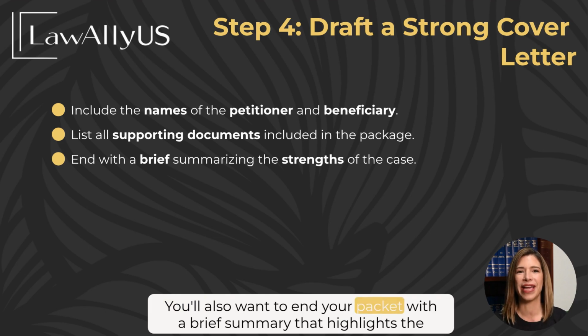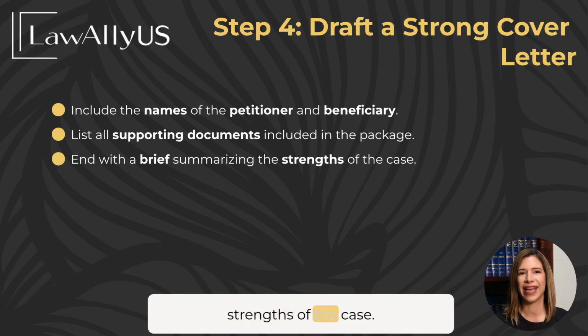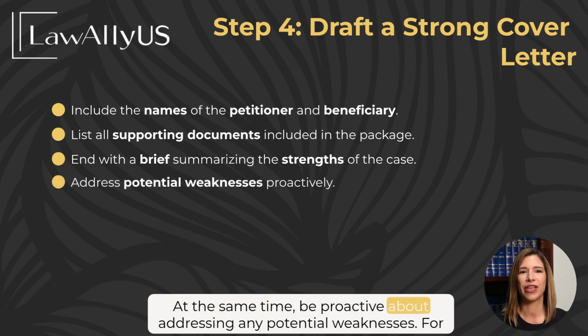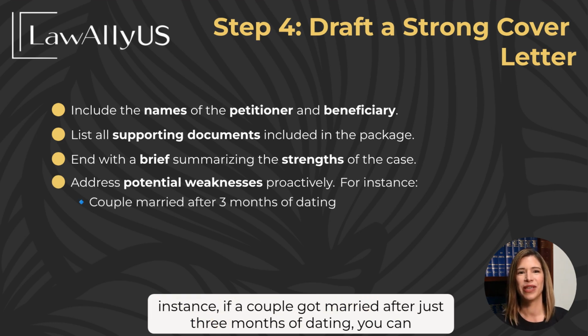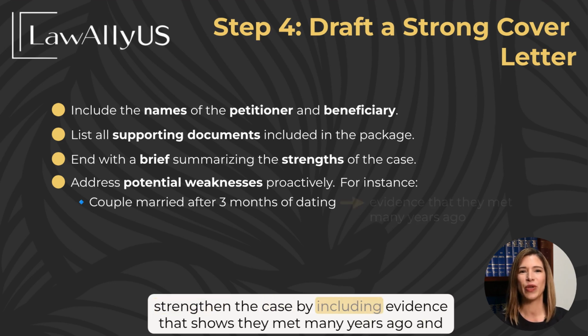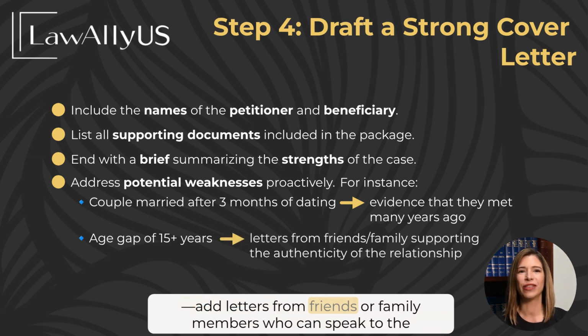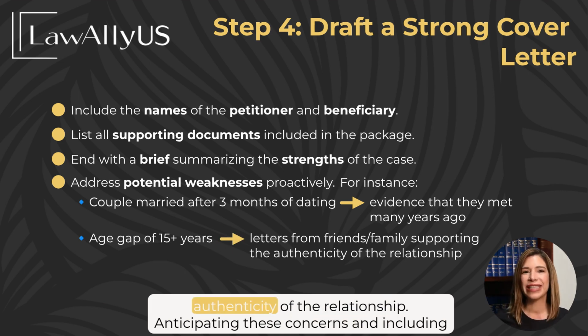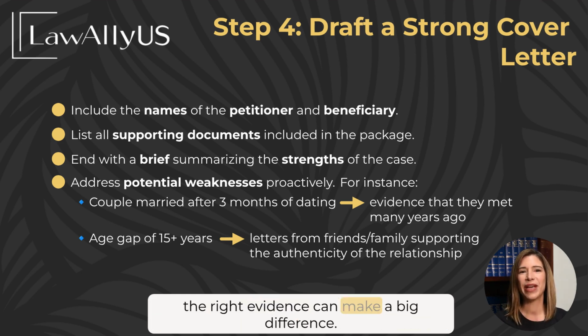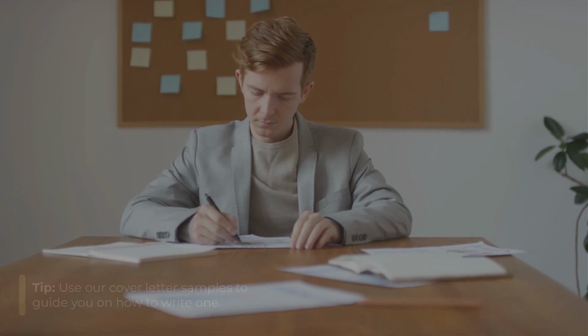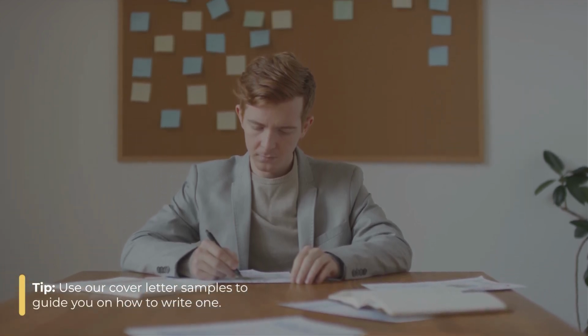You'll also want to end your packet with a brief summary that highlights the strengths of the case. At the same time, be proactive about addressing any potential weaknesses. For instance, if a couple got married after just 3 months of dating, you can strengthen the case by including evidence that shows they met many years ago and have a strong connection. If there's a significant age gap, say 15 years or more, add letters from friends or family members who can speak to the authenticity of the relationship. Anticipating these concerns and including the right evidence can make a big difference. One important tip: use our cover letter samples to guide you on how to write one.